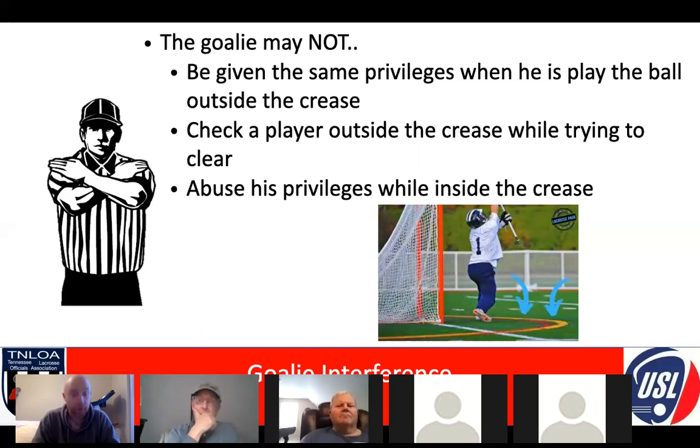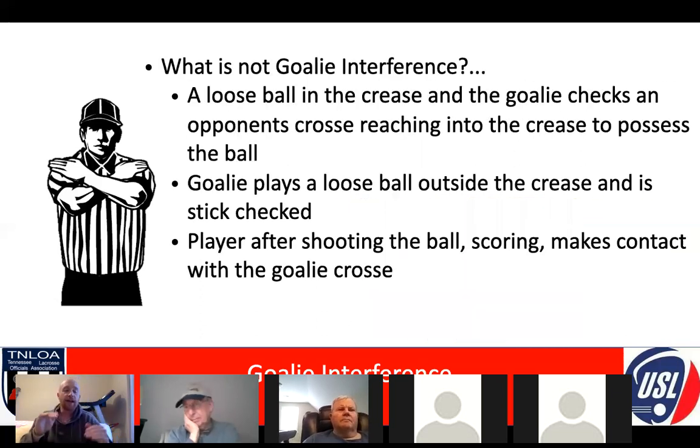He needs to direct the ball. He needs to make a clear pass. You can give it to him a couple of times, but he cannot abuse the rule. That's not the point of this. He's abusing his advantage.